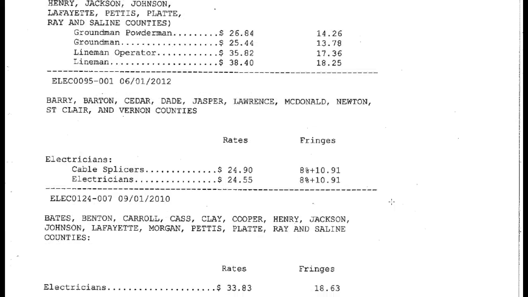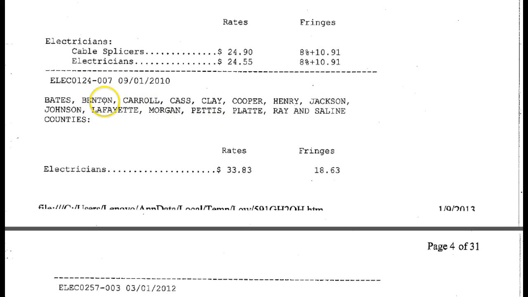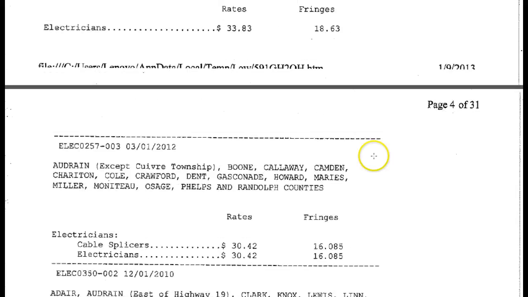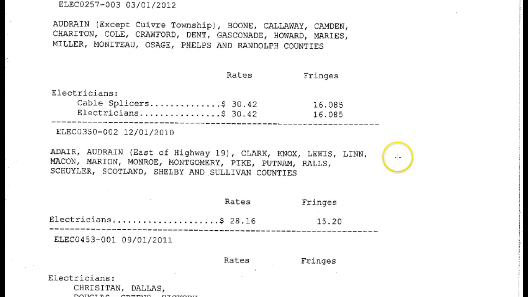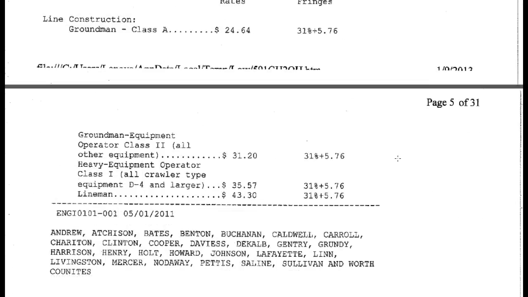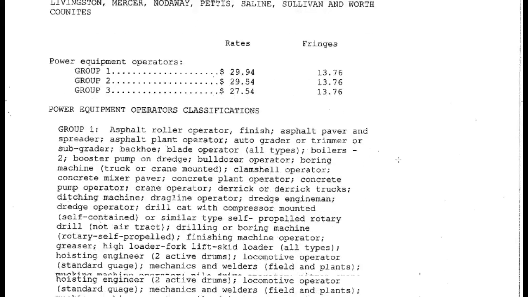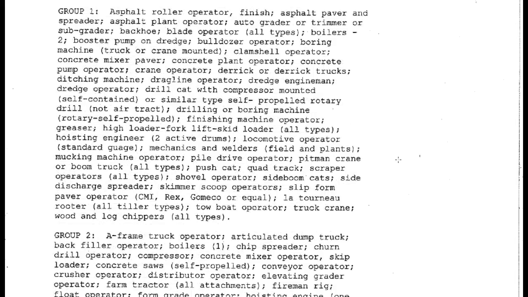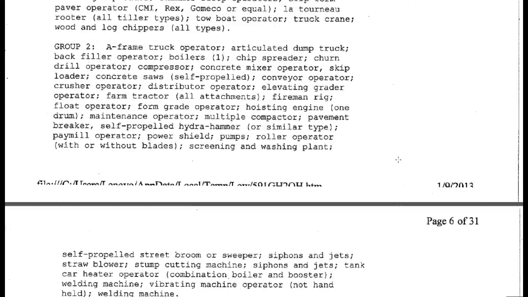And here you go right down here. Here's the wage rate now for Jackson County. You'll see it right here. And electricians, minimum wage is going to be $33.83, and they're going to have a fringe of $18.63. So for each of the labor classifications on a job, you're going to go through this particular document, and you're going to find what the minimum wage is going to be for each of those groups.